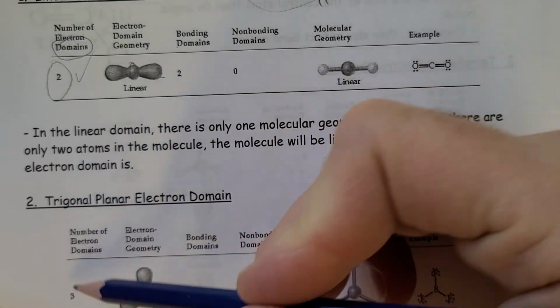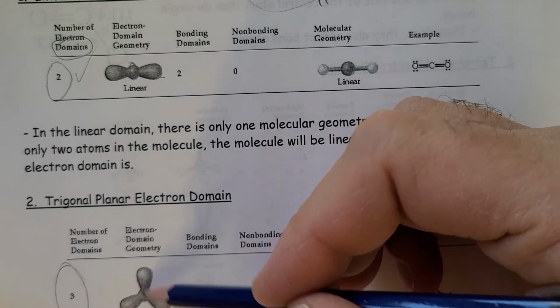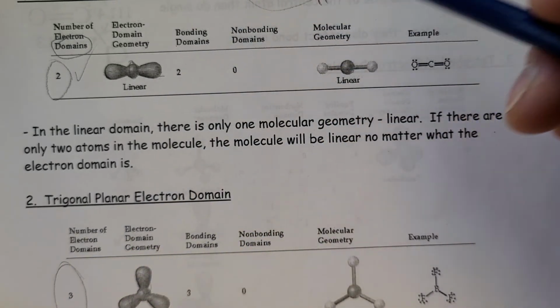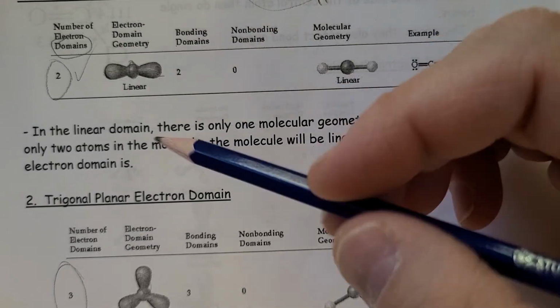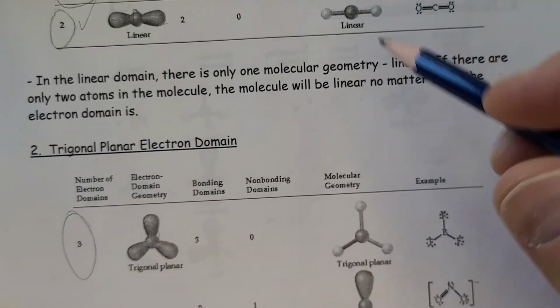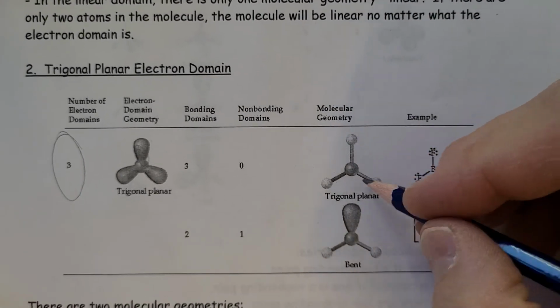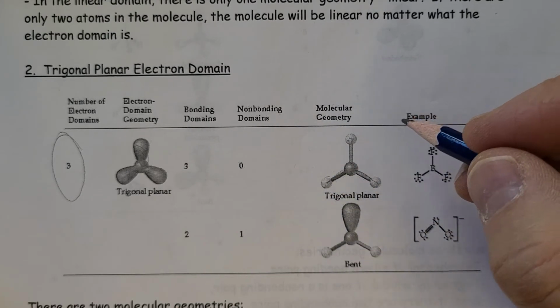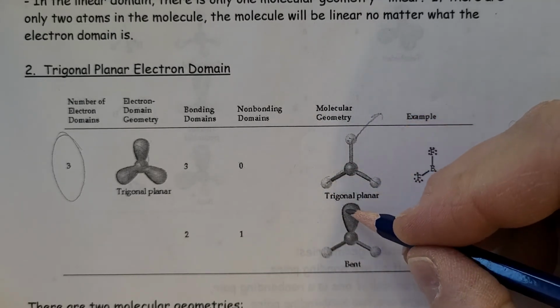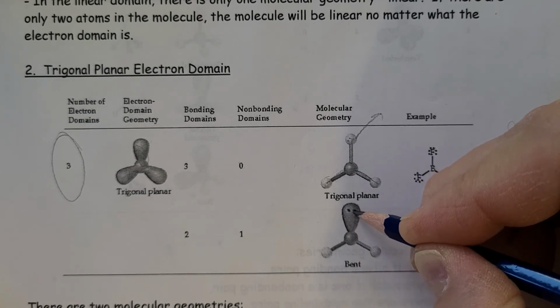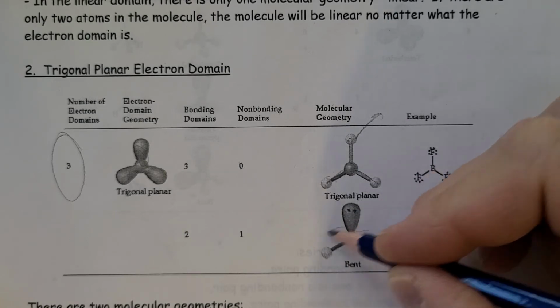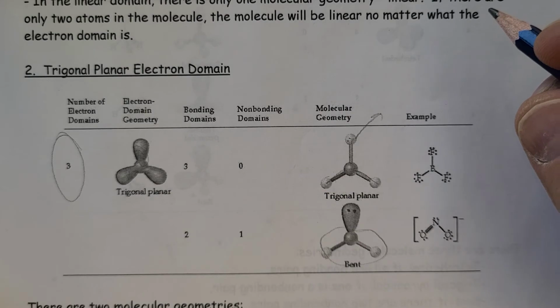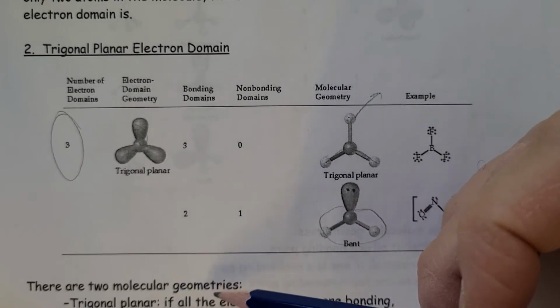If I look at something that has 3 areas around the central atom where we could have bonding or non-bonding, that is referred to as trigonal planar. So if they are all bonding, trigonal planar. If I take 1 away and leave it as a lone pair of electrons, then of course we would only see this. It's the bent shape.